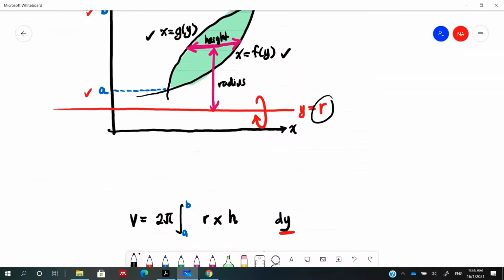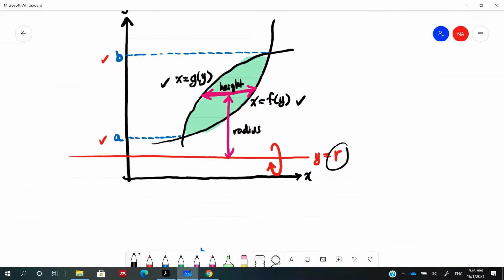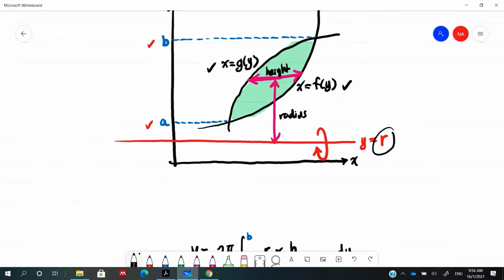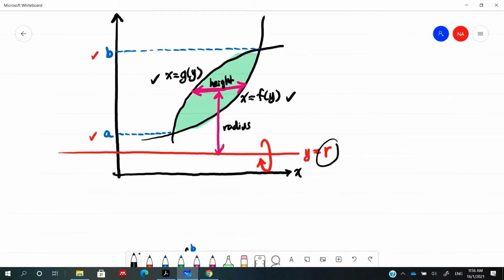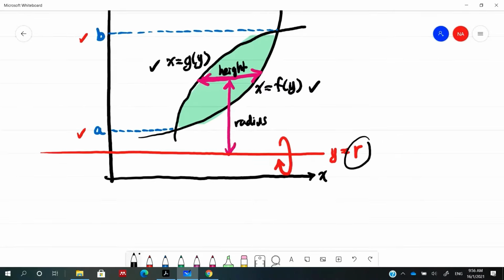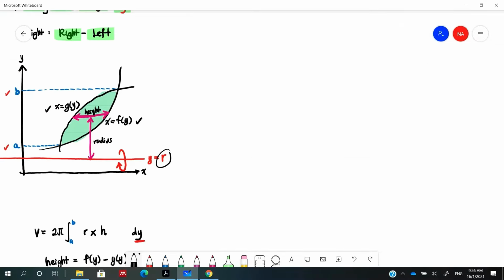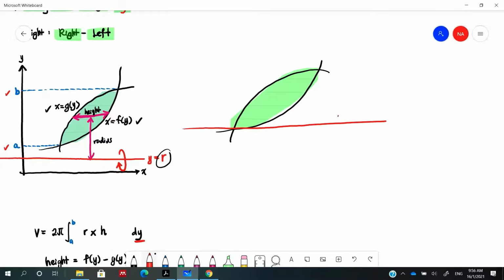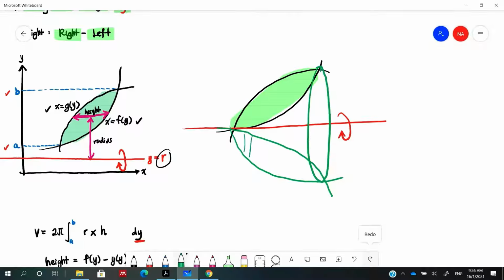But before we look at the examples, I would like to explain a little bit why the height and radius are something like this. Suppose we have that region, and we want to rotate it about this line. When we rotate about this line, it will be something like this. All right, so this is the shape that we will have.